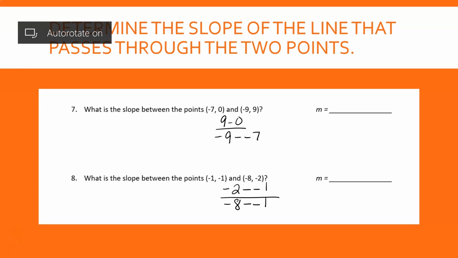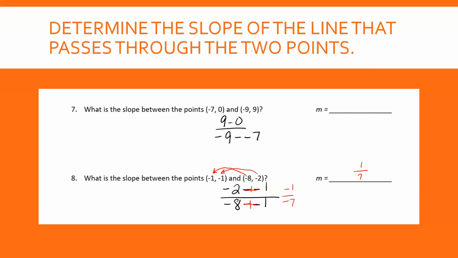Okay, we left off with number 8. So this is -2 minus -1, so that's a plus. And then -8 minus -1, so that's plus. So -2 plus 1 is -1. -8 plus 1 is -7. So those two negatives make a positive.